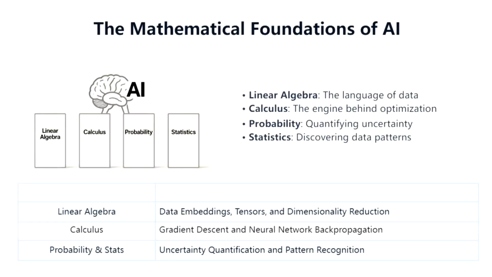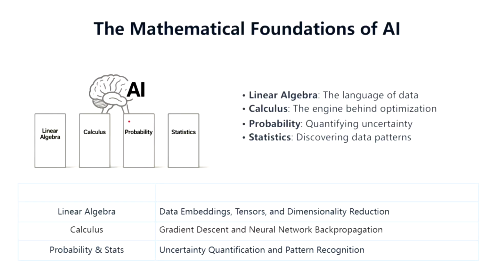First, linear algebra acts as the language of data, allowing us to represent information in high-dimensional spaces. Next is calculus, which is the engine behind learning. It provides the optimization tools needed for models to improve. We also rely on probability to quantify uncertainty and statistics to identify meaningful patterns within data.